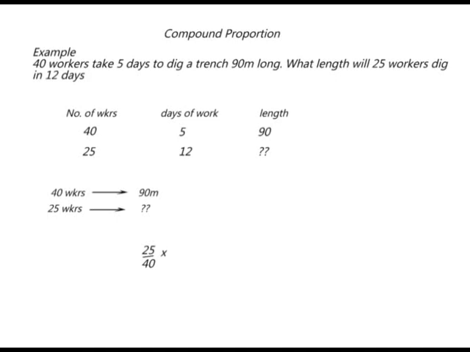Now time versus length. We ignore the number of workers. For 5 days, they dig 90 meters. For 12 days, will they dig more or less? They will dig more, of course, and so we need an increasing fraction. Between 5 and 12, the increasing fraction is 12 over 5. We multiply that and then everything by 90 and we get 135 meters.